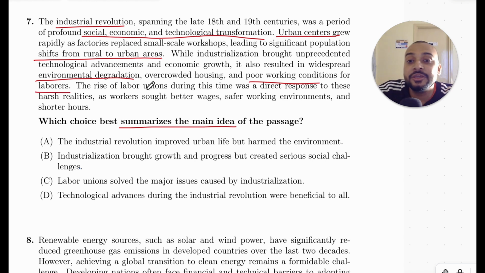The rise of labor unions during this time was a direct response to these harsh realities, as workers sought better wages, safer working environments, and shorter hours. Okay, talking about multiple things. Let's look at them one by one.